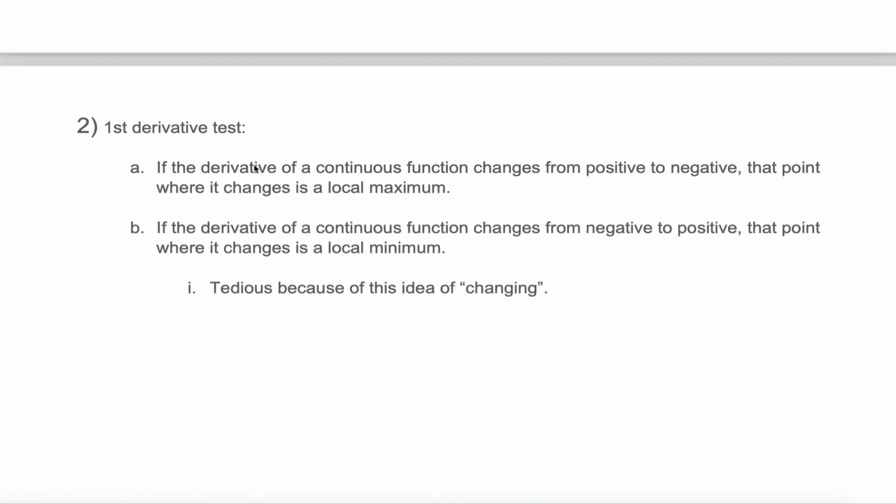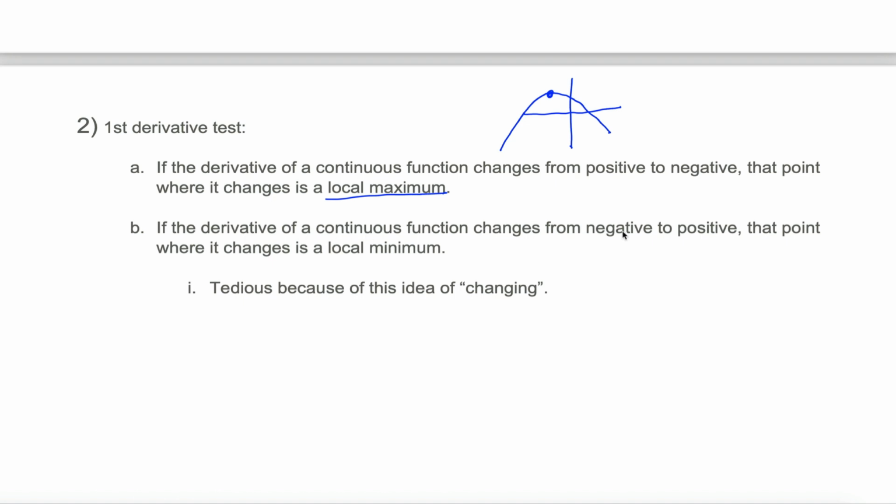And written a little bit more carefully, what it says is if the derivative of a continuous function changes from positive to negative, that point where it changes is a local maximum. You can memorize this statement if you want, but really you don't have to. You can just think about it. If my first derivative is changing from positive to negative, that means the graph used to be going up and now it's coming back down. What would that look like? It would look like a mountaintop. It would look like a local maximum.